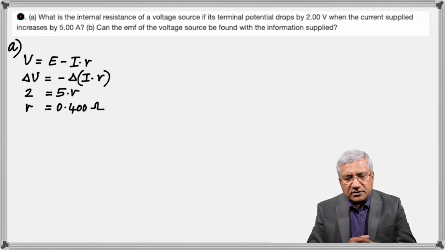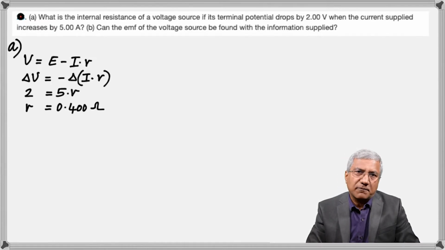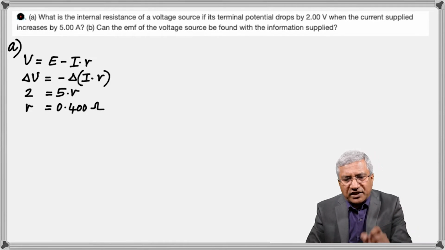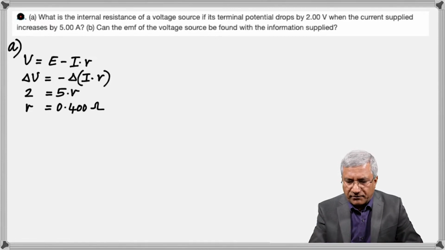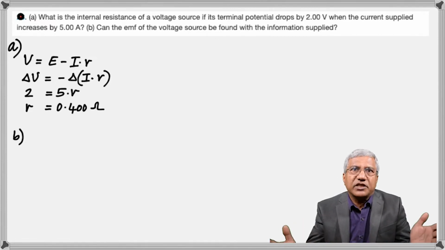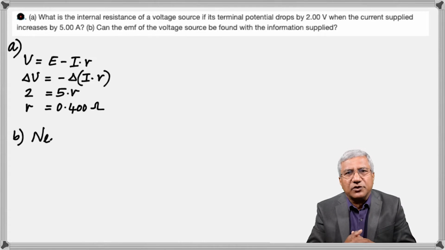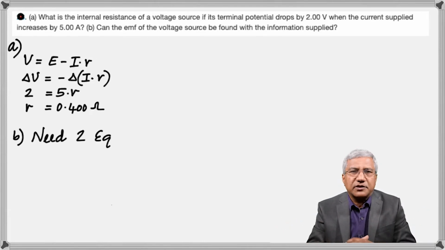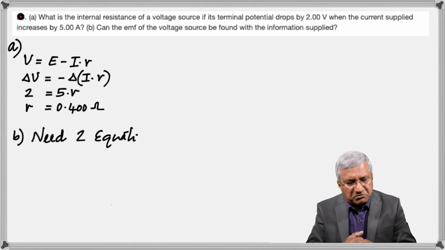The next part of this question is, can the EMF of the voltage source be found with the information supplied? No, that's impossible. Because when you have 2 variables, you can't just find that without being given the value. We need at least 2 equations. If there are 2 unknowns, we need at least 2 equations. And here we are only able to get 1 equation, so we cannot find the EMF of the voltage source.